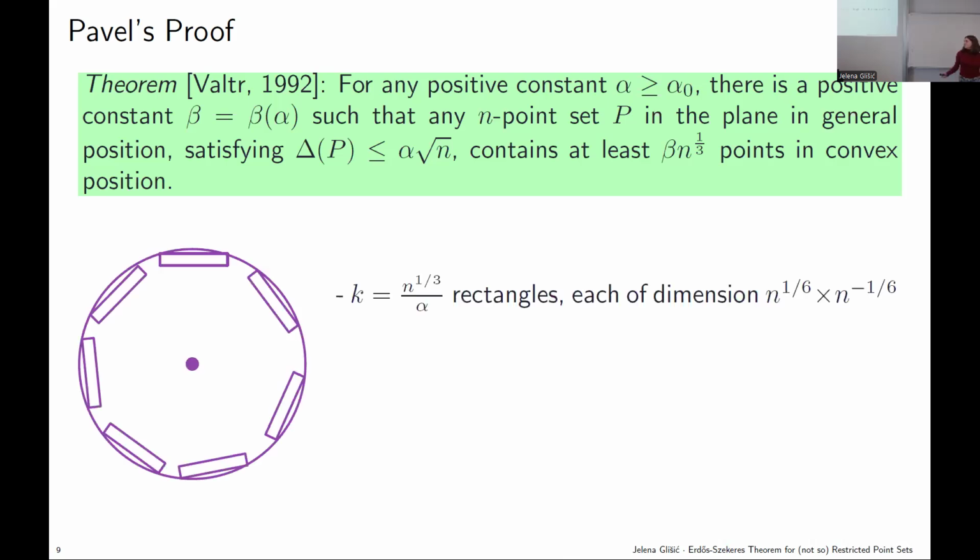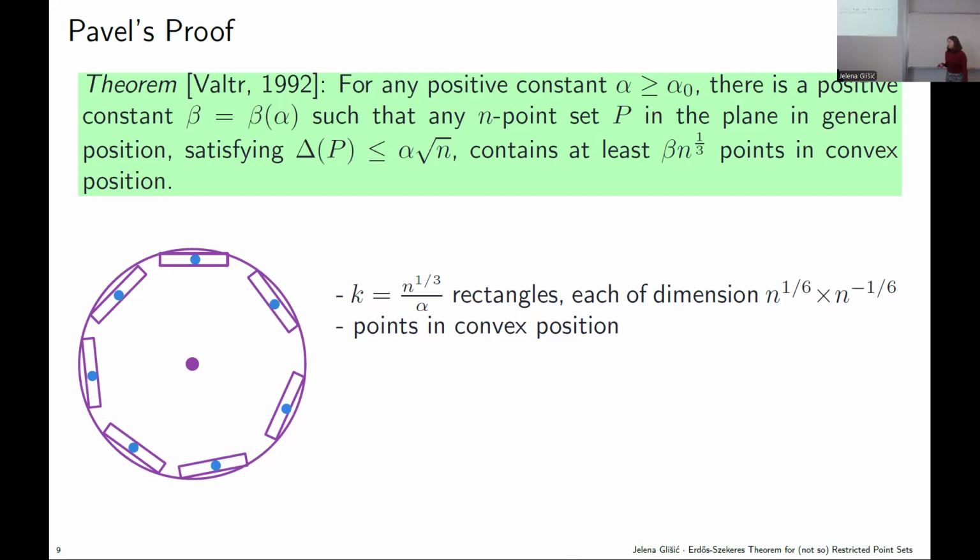The idea will be, I want to place some circle which will contain my point set, and on this circle I will place some unit area rectangles which are tangent to my circle, and I want to place them in such a way that whenever I can find at least one point from my point set in each of these rectangles, they form a convex K-gon, where K will be the number of convex points I'm looking for. Yes, so that is the goal. That is the simple idea.